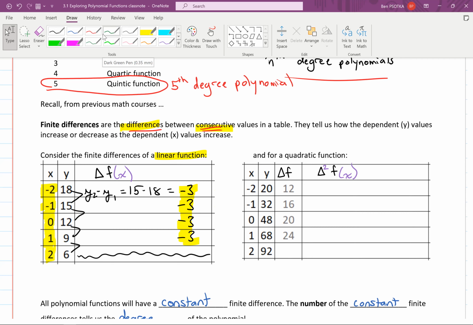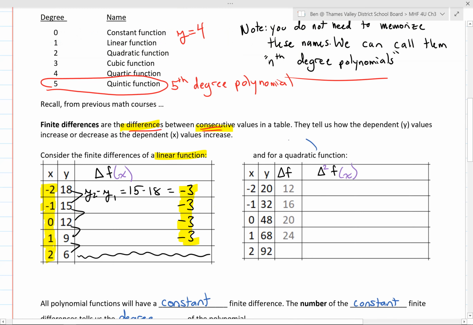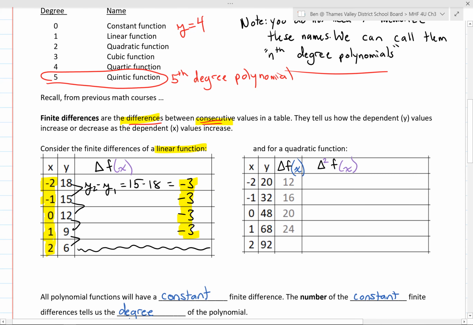Then, looking forward at a quadratic function. Again, these are data points for a quadratic function. With a quadratic function, I've already calculated your first finite differences here. Next, we'll look at the second finite differences. So we'll take these finite differences and we'll subtract these. So that is, it's our finite difference.